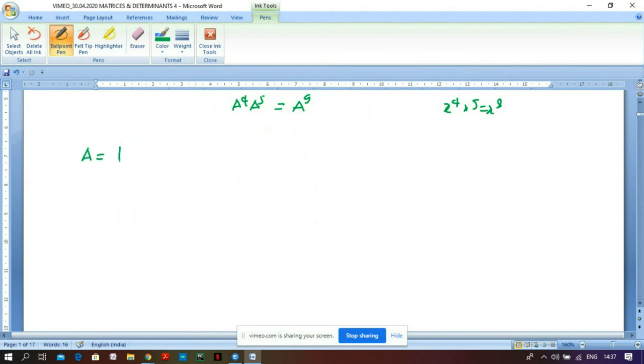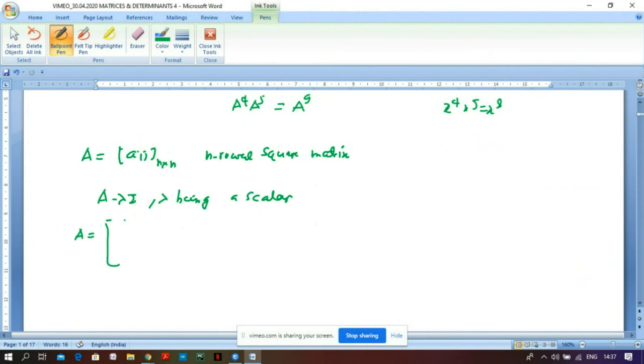So let A be a matrix Aij, that is an n by n matrix, that's an n-row square matrix. And you want to evaluate the matrix A minus lambda I. We have defined this matrix A minus lambda I, lambda being a scalar. That is, if A were A11, A12, A1n, and a couple more rows, A21, A22, and A2n, and in the last row will go An1, An2, Ann.